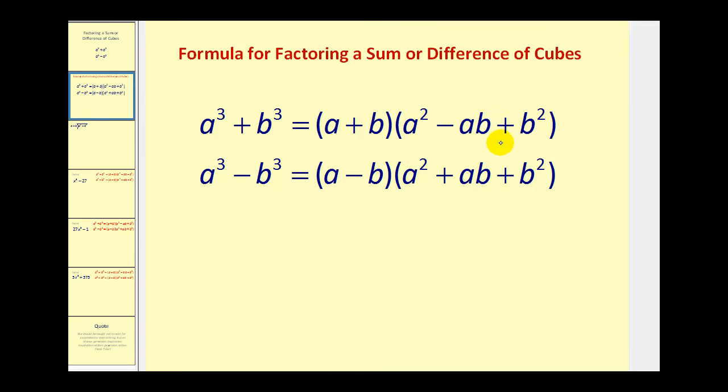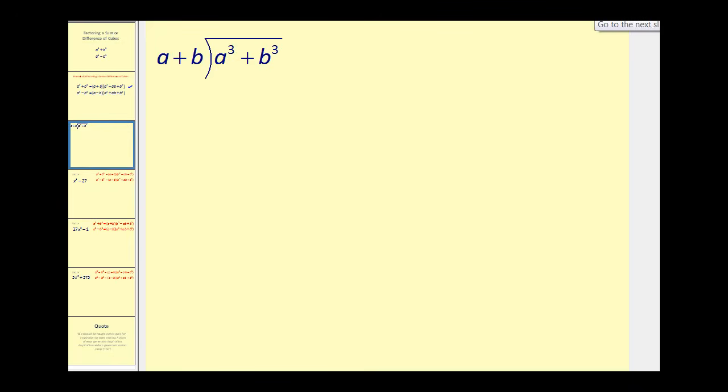I would like to take a moment though and verify at least one of these formulas. If the sum of cubes has these two factors, that means these two factors should divide evenly into a cubed plus b cubed. So what we'll do before we start is take this sum of cubes and divide by a plus b to make sure that we will obtain a squared minus ab plus b squared as the quotient. So it's going to look something like this.